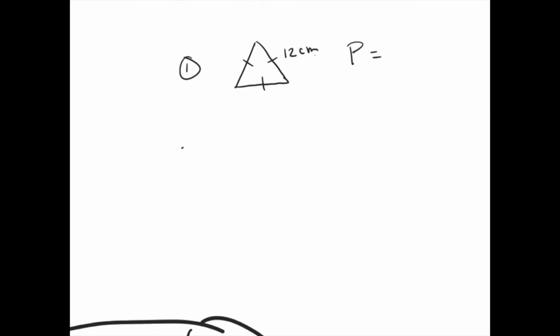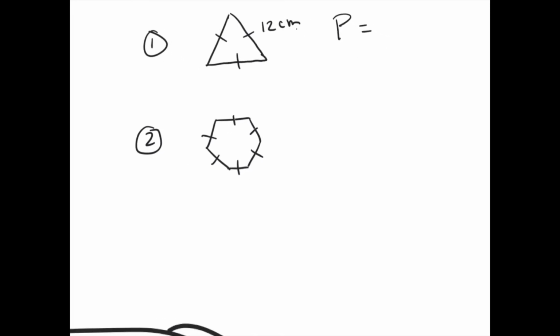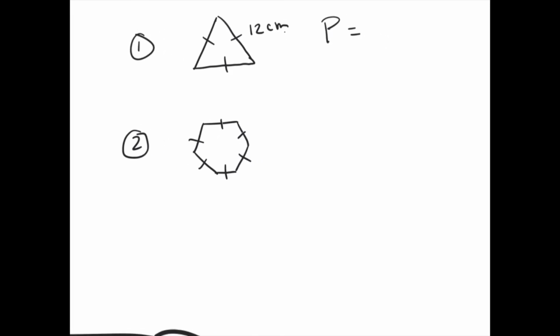Number 2. Let's do a hexagon. So 6-sided shape. 1, 2, 3, 4, 5, 6. Now, they're all the same. I know it's not perfectly drawn, but each side is going to be 8 centimeters long. So what is the perimeter?